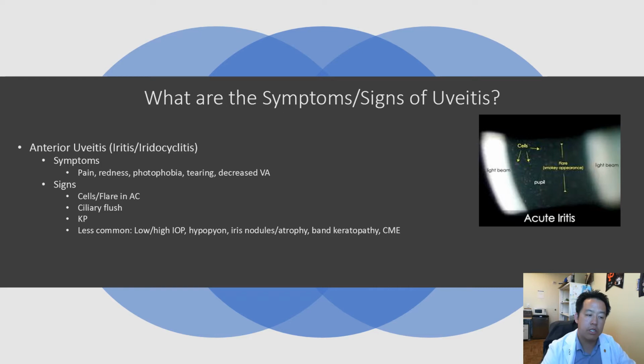Less common, you actually can see a low or an elevated intraocular pressure, hypopyon, iris nodules and atrophy, band keratopathy, and CME. And depending on what autoimmune disease is causing the iritis, these would be the differentials you would look at.